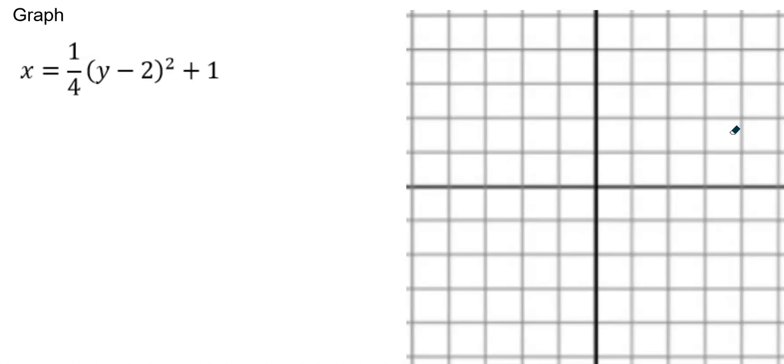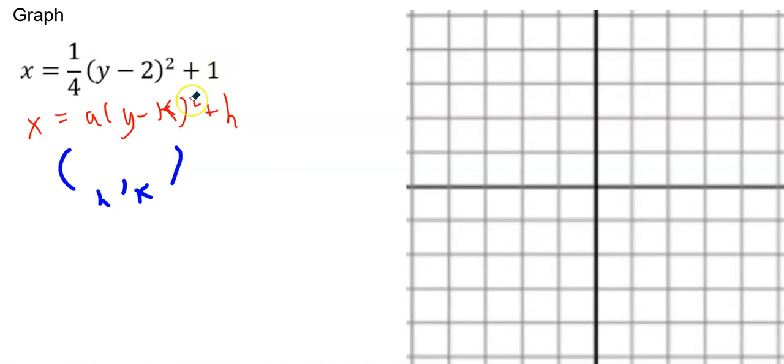Let's try this one. So this is an x equals parabola. If you look at your formula sheet, that means it's going to be x equals a times y minus k squared plus h. So identify your vertex first, your h comma k. Be careful, h is 1 in this case, and k is 2. So 1 comma 2 is my vertex here.